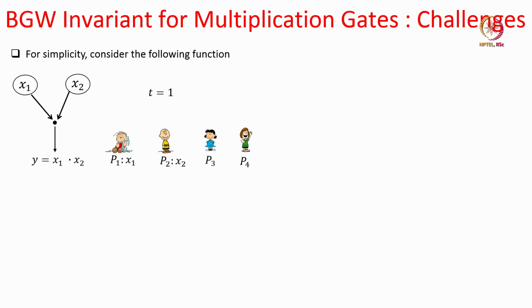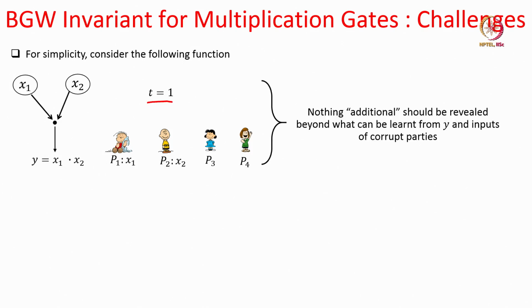invariant for multiplication gates. For simplicity, consider a simple function consisting of just a single multiplication gate in the circuit. You have two inputs x1 and x2 held by P1 and P2, and P3 and P4 have no inputs here. You can imagine that their inputs are some public constant, say 1. The circuit output is the product of the inputs of party 1 and party 2. For the purpose of demonstration, I am assuming t equals 1, that means any one out of these 4 parties can be corrupt.